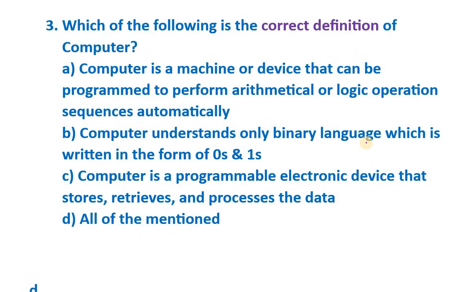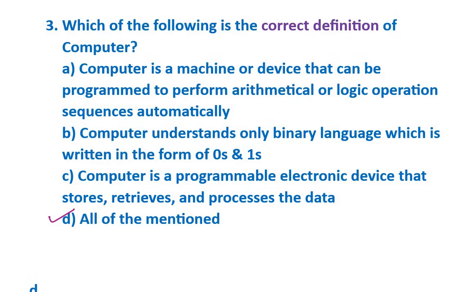A computer understands only binary language, which means computers only store 1 or 0. Computer knows only two things in terms of storage or processing, that is either 1 or 0. That is known as the binary language or binary digits. A computer is a programmable electronic device that stores, we can store the information, we can retrieve the information, and also process. For example, if we enter the student marks, the computer will process and give the result. So D, all of the mentioned. All these three, A, B, C, are the definition of the computer.